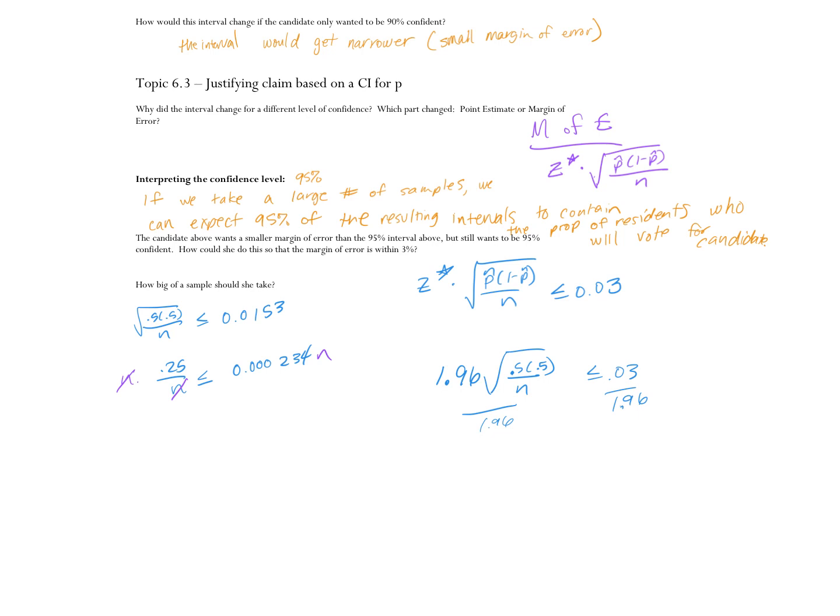Are you with me that really that just means that 0.25 over 0.000234 has to be less than or equal to n? And when I did this, I got 1067.11 has to be less than or equal to n. And for the sake of what I'm going to show you in about 2 seconds, I'm going to rewrite that as n has to be more than 1067.11.